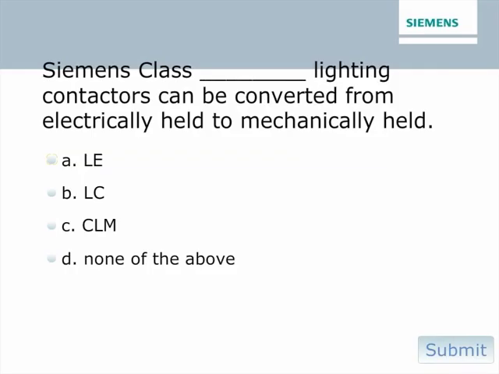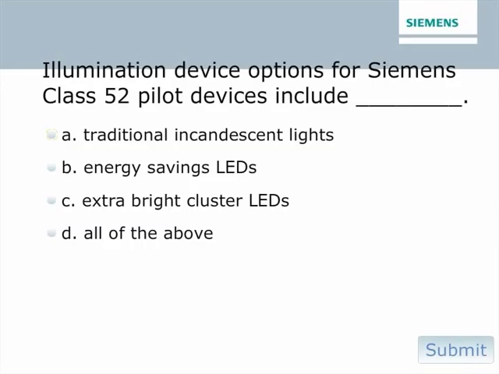Question 17. Siemens class blank lighting contactors can be converted from electrically held to mechanically held. Is it A, LE, B, LC, C, CLM, or D, none of the above? Question 18. Illumination device options for Siemens Class 52 pilot devices include blank. A, traditional incandescent lights. B, energy-saving LEDs. C, extra bright cluster LEDs. Or D, all of the above?